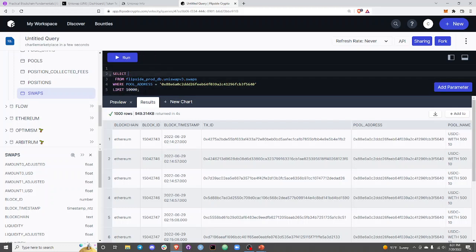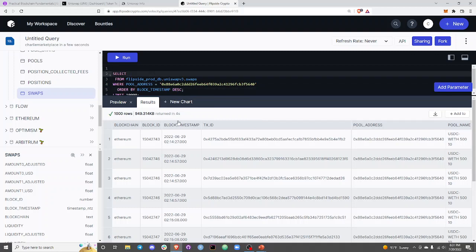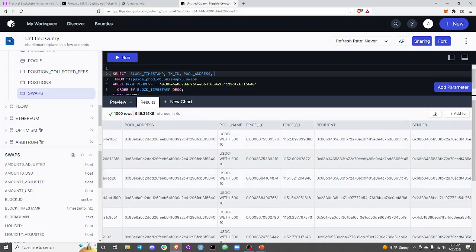And let's grab just some of this data, and let's also order it, because now we want the last one. So there's a timestamp, block timestamp, descending, so the most recent up top. And let's grab the timestamp, transaction ID, so we can check it on Etherscan. It's always good to have multiple sources of data when you're looking at something, just to make sure everything matches together.